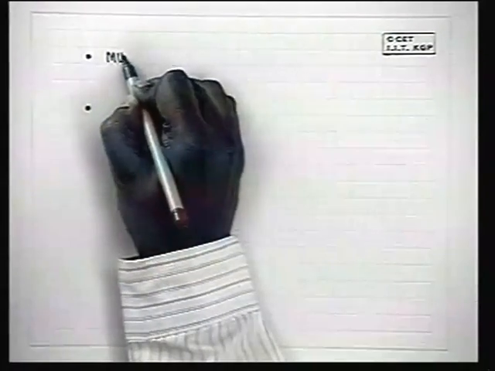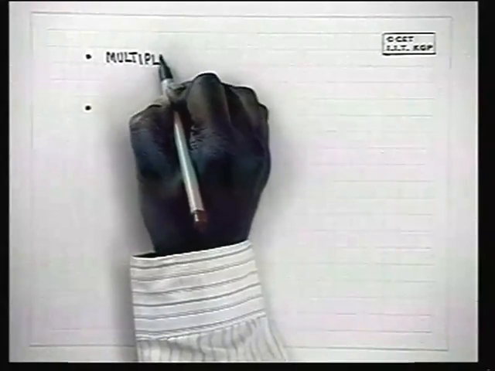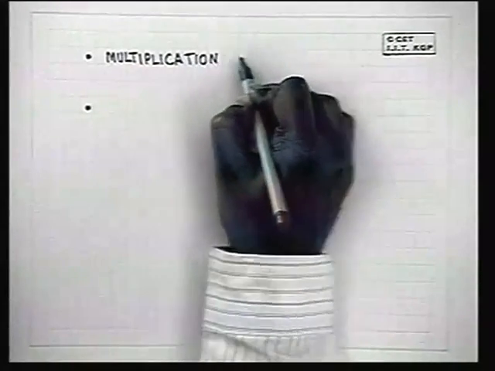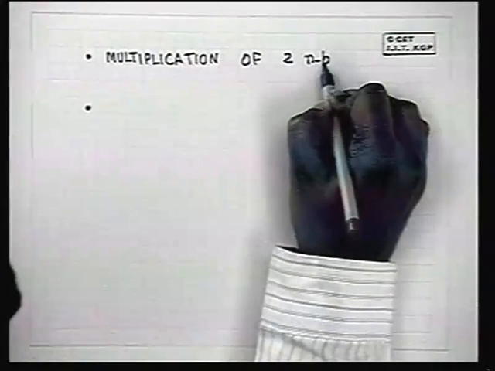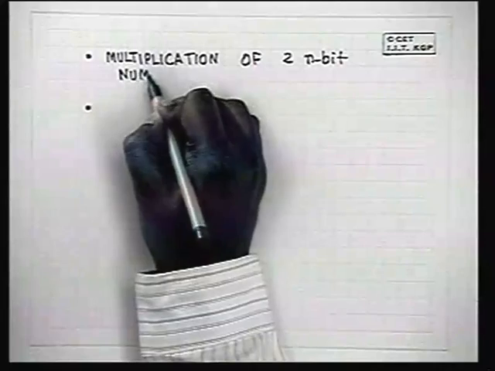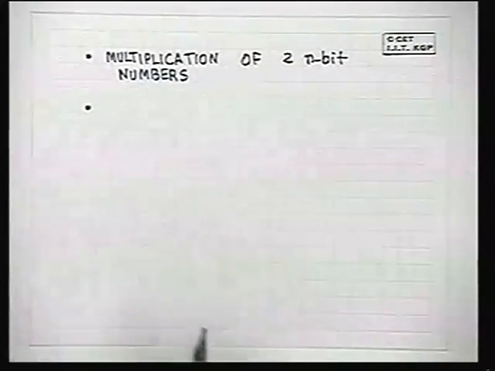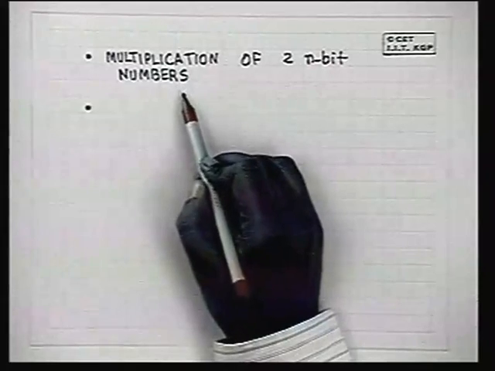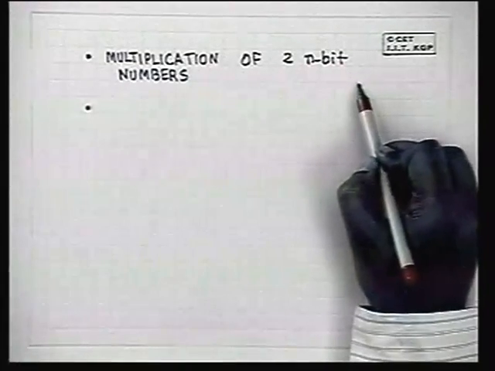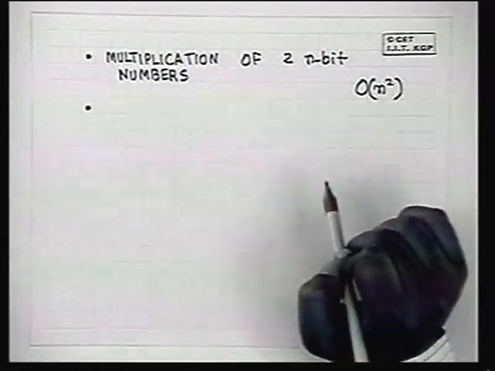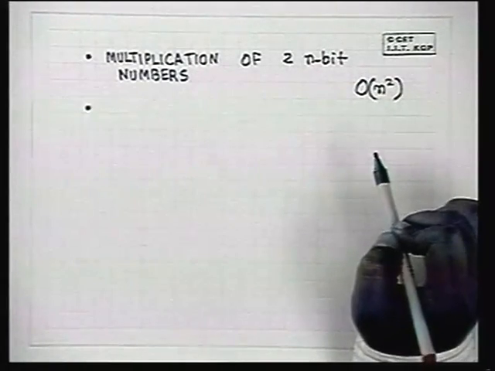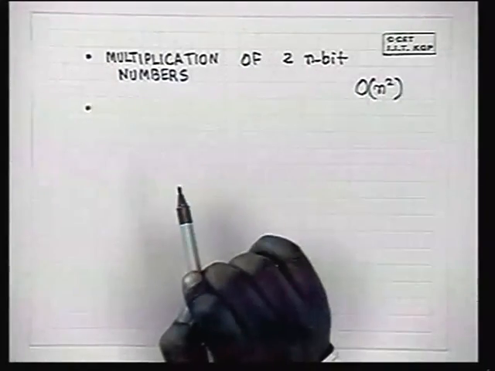One is multiplication of 2 n-bit numbers. Normally we could multiply 2 n-bit numbers in order n square time, assuming that addition of 2 bits is constant time, and if addition of 1 bit and 1 bit is constant time, then addition of n bits and n bits is order n time. Alright, then you can do multiplication in order n square time.